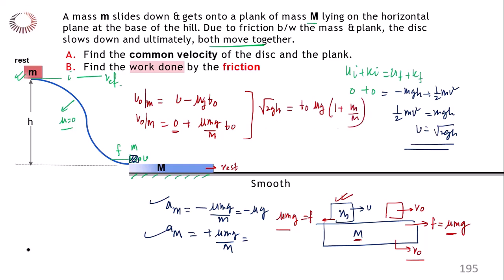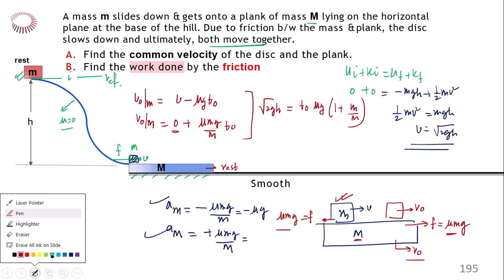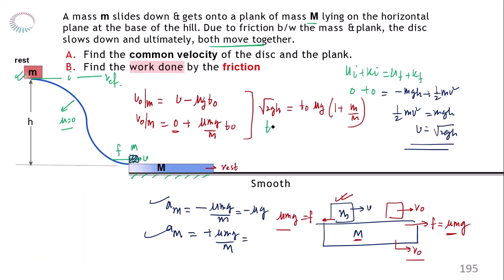That means with that T naught, now I can calculate. T naught is known, so after this much time, root 2GH divided by mu G into 1 plus small m by capital M, the block and the plank are moving with the same velocity. Now you are asked to calculate the common velocity, so you want to calculate that V naught number.